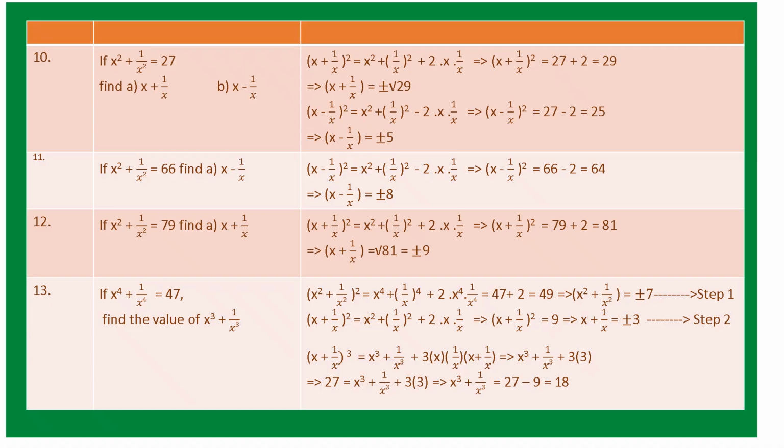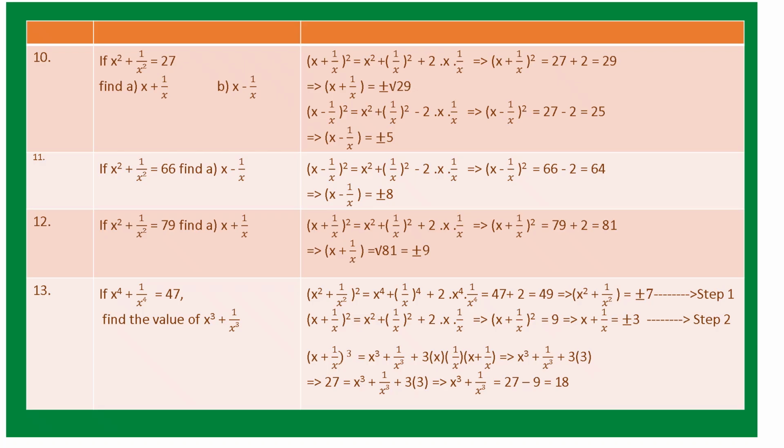This particular slide shows you, in case the given binomial has a higher power or a higher degree and you are expected to find the value of a lower degree, how do we go about it? Looking at sum number 10, x squared plus 1 by x squared is 27. We need to find x plus 1 by x and x minus 1 by x.